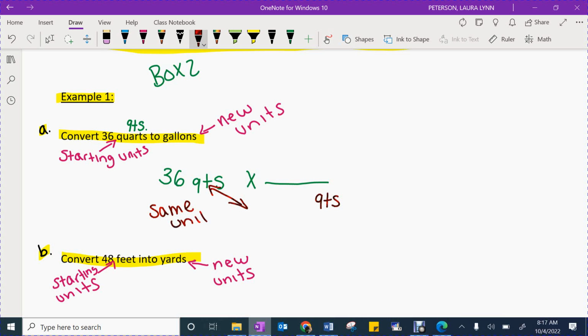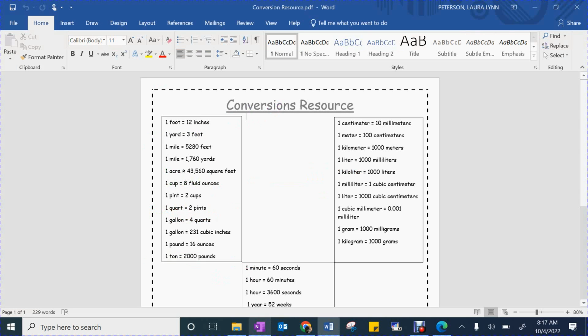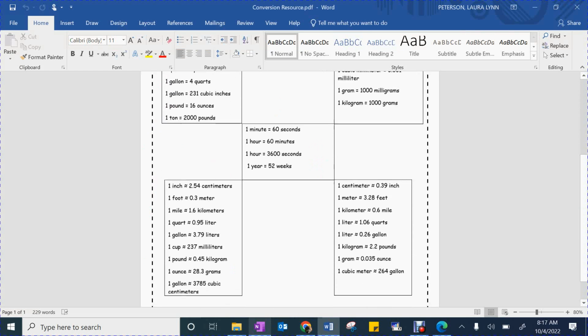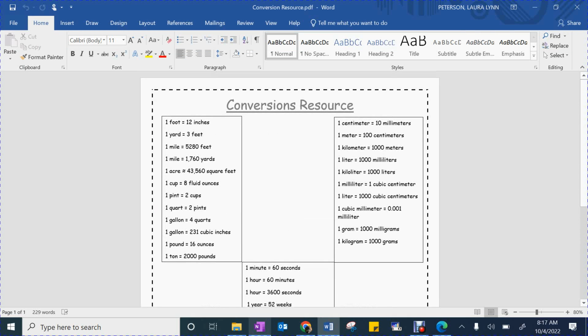Anything I'm writing on my screen, you need to be writing on your screen. We have the same units. The top of our fraction will be the new units. That will be gallons. Well, in order to fill out your fraction, you need to use this conversions resource. I know this is a pretty large chart, has a lot of different conversions. You won't use all of them, but I wanted to make sure you had a really good resource.